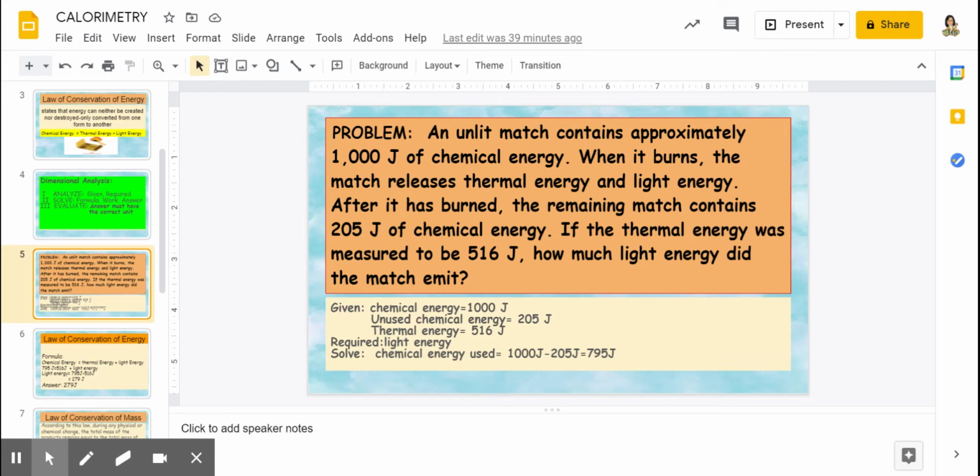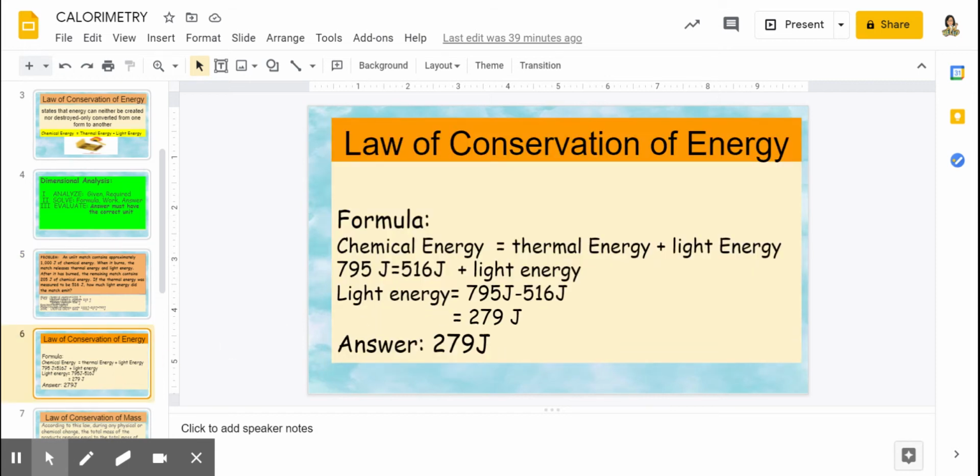So let's now try this problem on the law of conservation of energy. An unlit match contains approximately 1000 joules of chemical energy. When it burns, the match releases thermal energy and light energy. So that's why you have the formula here in which you solve it. Chemical energy is equal to thermal energy plus light energy.